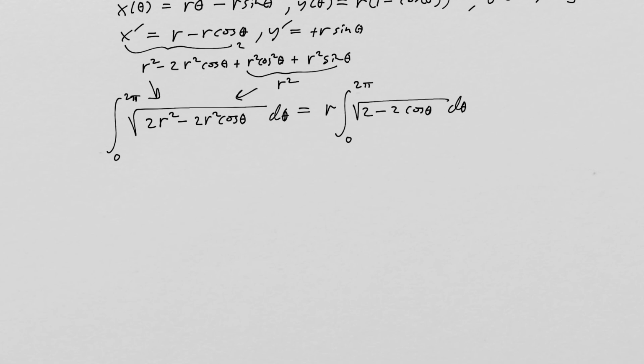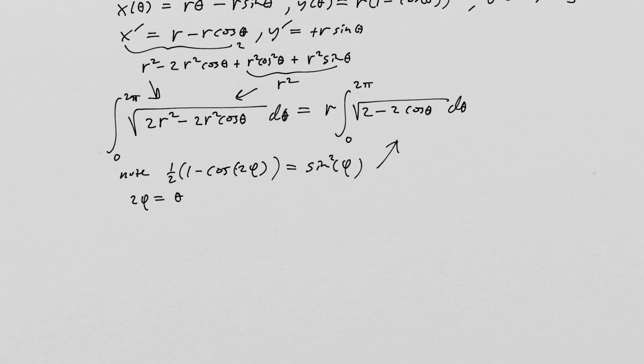It's not too hard, but let's just note one thing coming out of this, right? So first off, what we're going to do is we note that 1/2 times 1 minus cosine of 2 phi is equal to sine squared phi. And that will play really nicely in the square root there, right? So we're really close. So what we really need to do is actually say that 2 phi is equal to theta. So we're going to do a substitution here.